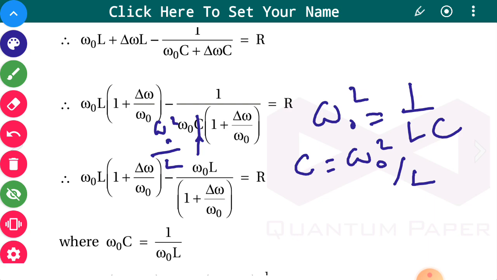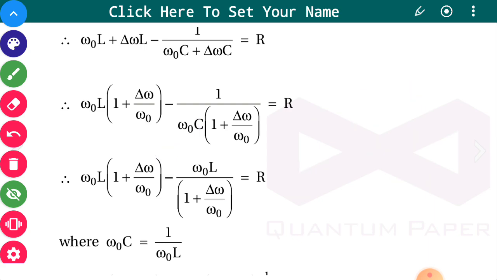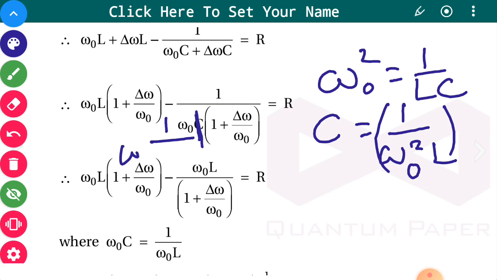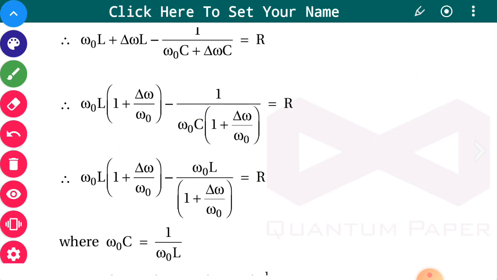Okay, again I am explaining. See, omega 0 square is equal to 1 upon LC. So C will be equal to 1 upon omega 0 square into L. So instead of this C, if you write 1 upon omega 0 square into L, then this omega 0 will be cancelled out and this omega 0 and L will go in the numerator. That is why here we have obtained omega 0 L.